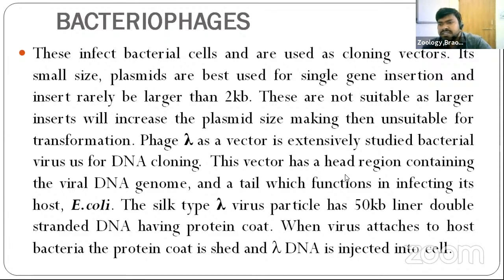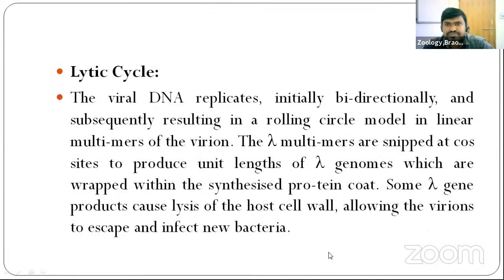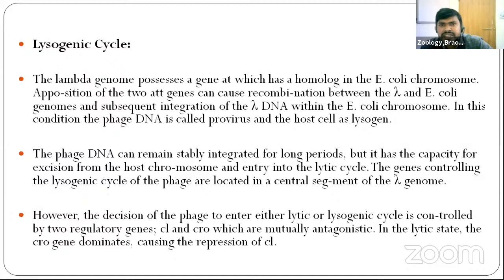This vector has a head region containing the viral DNA genome and a tail which functions in infecting its host, E. coli. The lambda virus particle has a 50 kilobase linear double-stranded DNA having a protein coat. When the virus attaches to the host bacteria, the protein coat is shed and lambda DNA is injected into the cell. The bacteriophage includes two cycles, lytic and the other one is the lysogenic cycle.